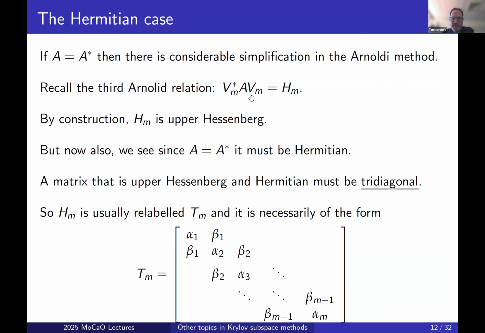Okay, most notably because the third Arnoldi relation, V_m star A V_m, is H_m. And this, I seem to recall, we may have discussed in question time at some point. But H_m is upper Hessenberg by construction. And now, because A equals A star, it's also Hermitian. All right, so it inherits the symmetry, if you like, from A, but it didn't stop being upper Hessenberg. And so what's an upper Hessenberg Hermitian matrix? It looks like this. It's tridiagonal. Okay, it must be. It's 0 below the first subdiagonal, therefore by symmetry it's 0 above the first superdiagonal.